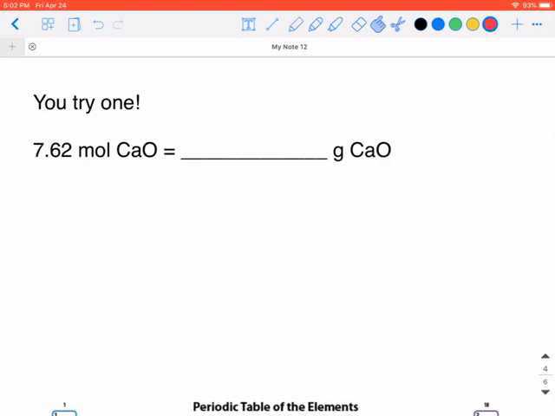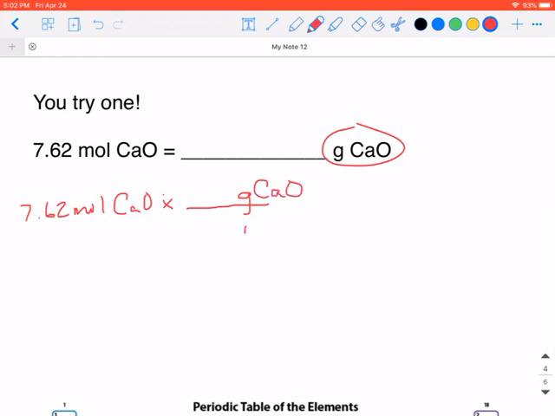Alright, so calcium oxide. I'm going to write down what I'm given first, right? So I know that I have 7.62 moles of CaO. Okay, I like to do the times in the line. If you like the line there instead of the times sign, go for it. It doesn't matter. So I'm trying to convert to grams, right? So that means that grams needs to go on top, and I want to get rid of moles. So moles is going to go on the bottom, right? That way our moles cancels out, and what I'm left with in the end is what I want, on top. So grams of CaO.